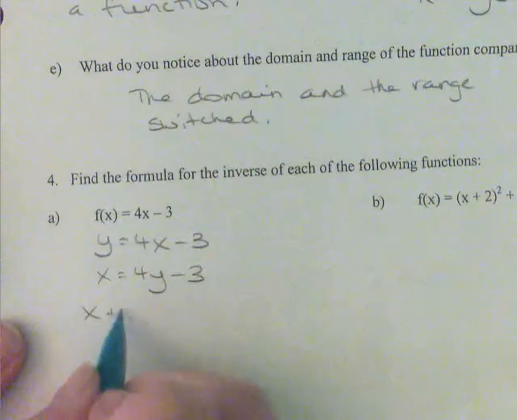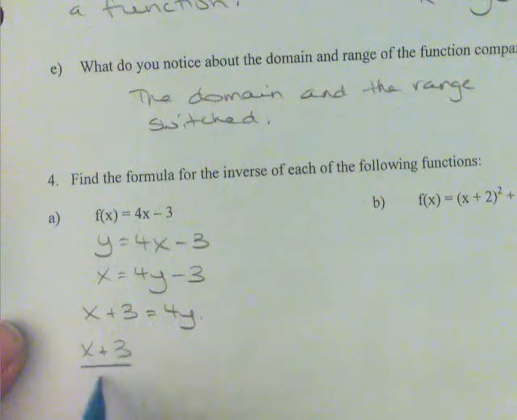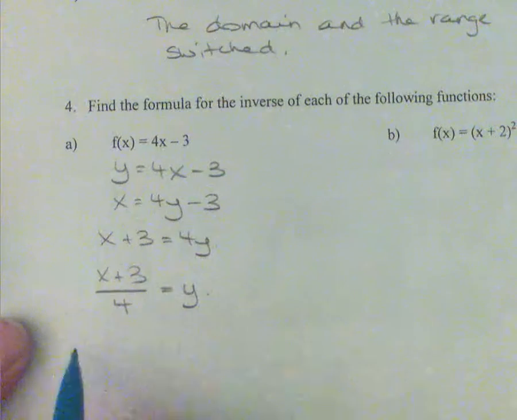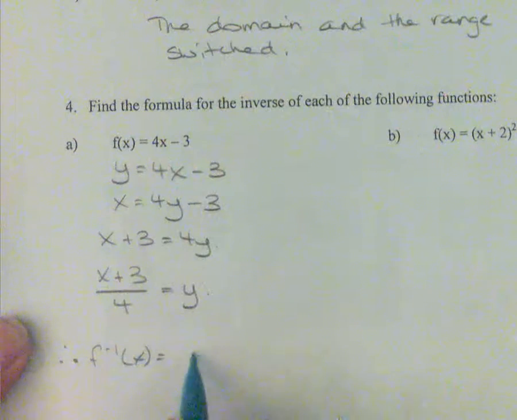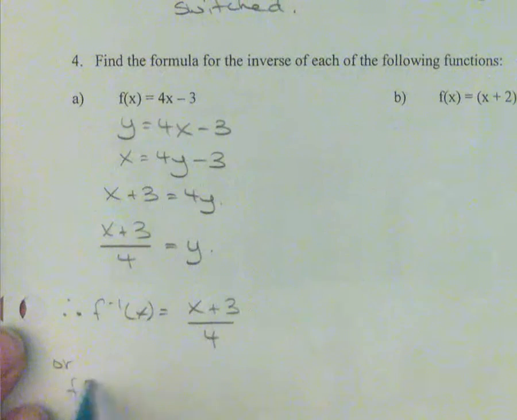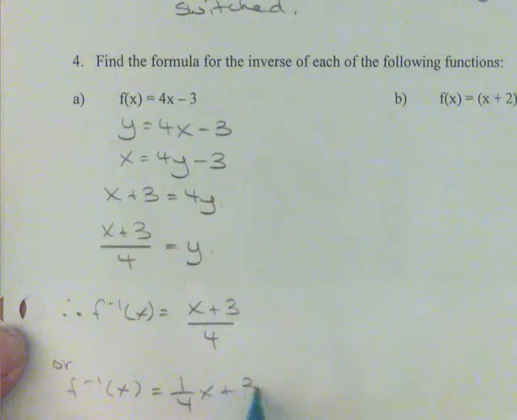So I now have x plus 3 is equal to 4y, and x plus 3 divided by 4 is equal to y. Then I need to state that that's the inverse, and I always have to do that. So I have to say that f inverse of x is equal to x plus 3 over 4. Or another way to state that is f inverse of x is equal to 1/4 x plus 3/4.